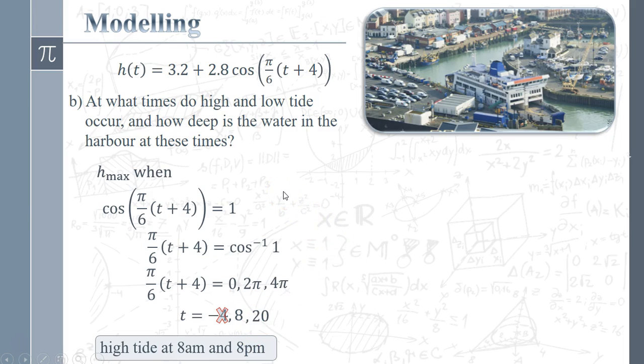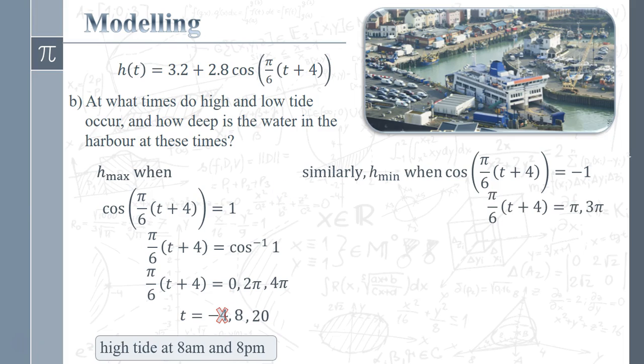Okay, so that's maximum. For the minimum, same principle, but this time the cos part of that function has got to equal minus 1. Again, work it through, and we end up with t equals 2 and 14. So we've got low tides at 2 a.m. and 2 p.m. The question also then says, how deep is the water in the harbour at these times?